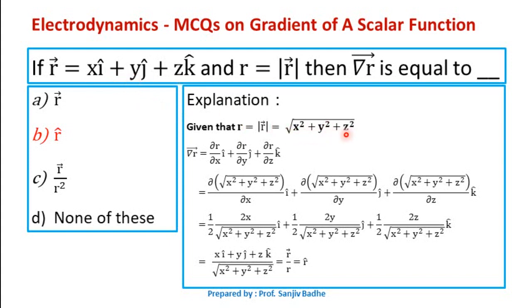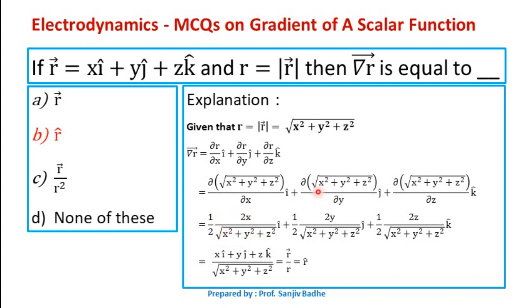So now let us find out gradient of this r, that is gradient of square root of x square plus y square plus z square. Gradient of r can be written as del r by del x i cap plus del r by del y j cap plus del r by del z k cap. So if you find differentiation of square root of x square plus y square plus z square with respect to x, we will get 1 by 2 into 2x upon square root of x square plus y square plus z square.